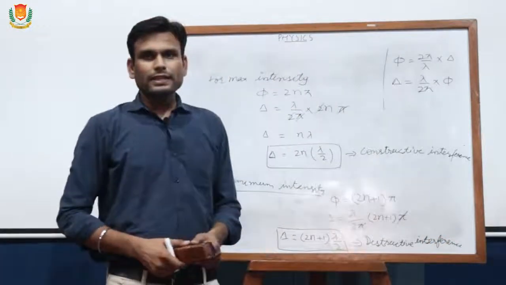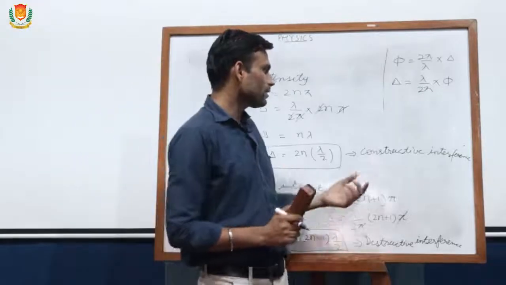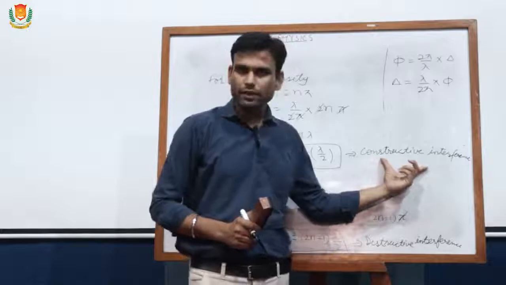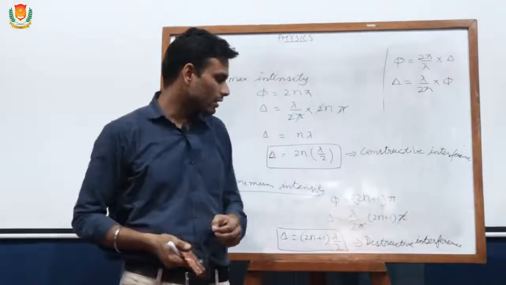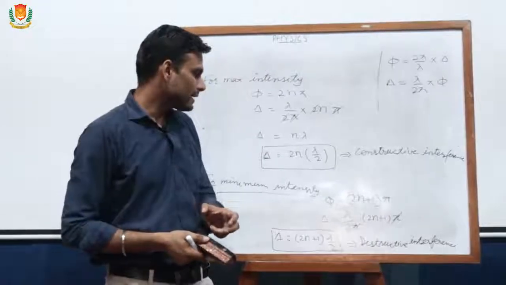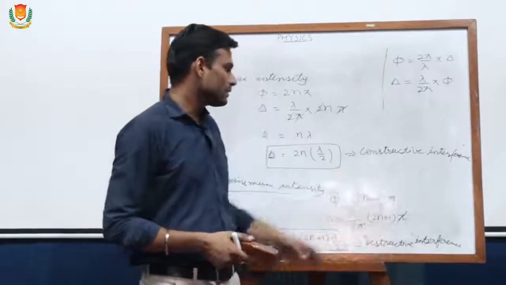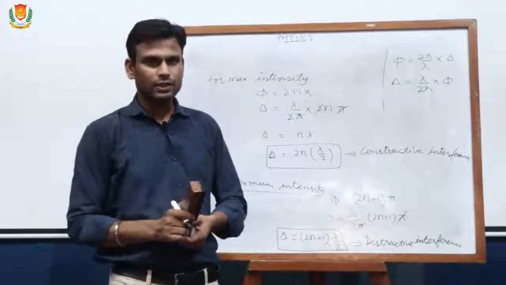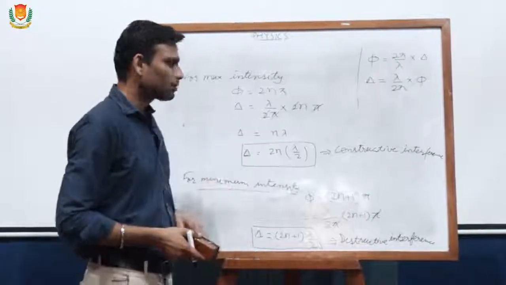So at those points of the screen at which we are getting maximum intensity, the phenomenon which is happening is constructive interference, and at the remaining points at which we get darkness or minimum intensity, we are getting destructive interference, right? So this is the matter which we studied in the last lecture. Now we will solve some problems based on these formulations.